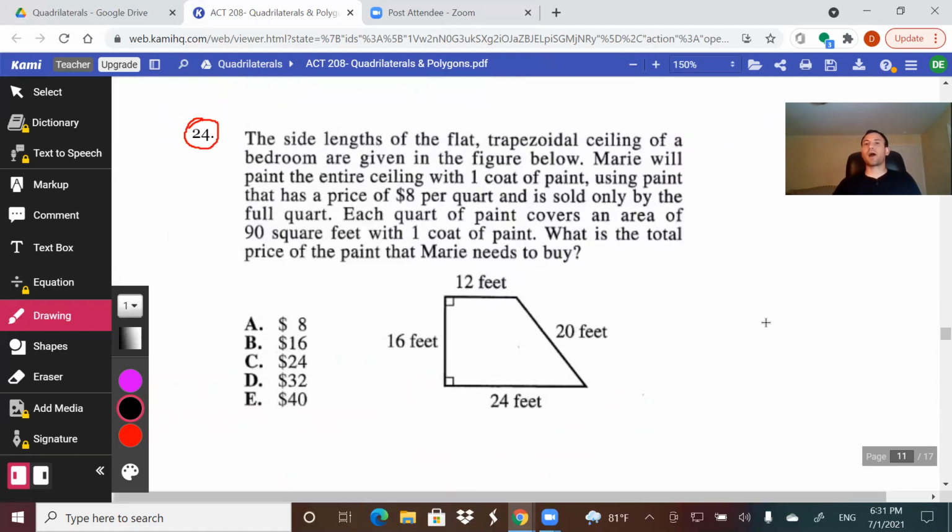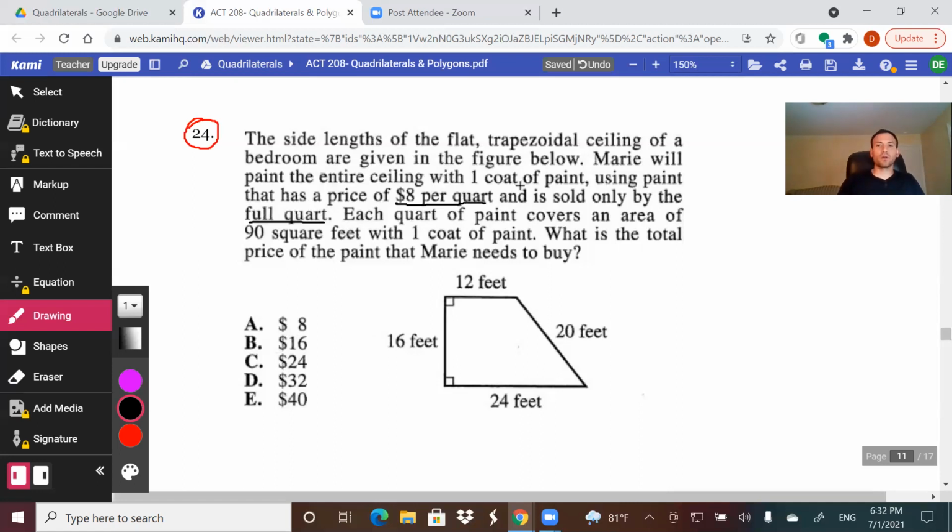This is, by the way, a good trapezoid problem. So we're starting off immediately with a nice trapezoid problem. It says the side lengths of the flat trapezoidal ceiling of a bedroom are given in the figure below. Marie will paint the entire ceiling with 1 coat of paint using paint that is priced at $8 per quart and is sold only by the full quart. Okay, so Marie, no buying parts of quarts here. You've got to buy the full thing. Each quart of paint covers an area of 90 square feet with 1 coat of paint. What is the total price of the paint that Marie needs to buy?